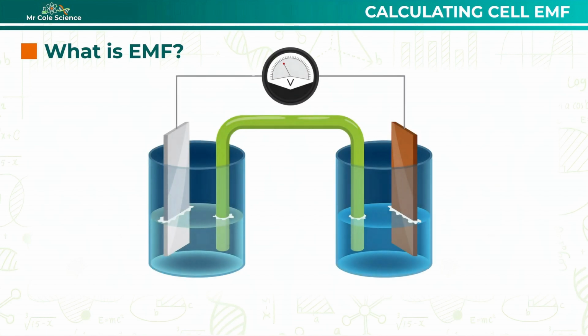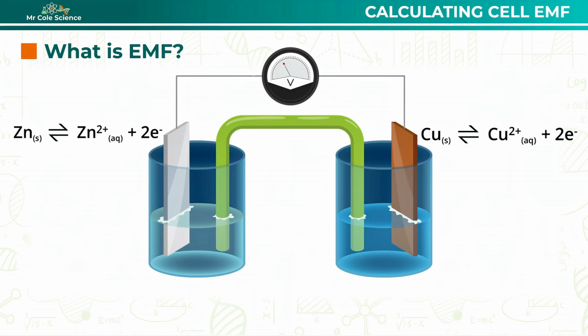Well, here we have an electrochemical cell made up of two half cells, and different half cells have different tendencies to lose electrons. In this zinc and copper cell, zinc atoms will lose their electrons much more readily than copper atoms will do, which means zinc has a more negative standard electrode potential, and that difference in tendency to lose electrons is what drives electrons around the external circuit.